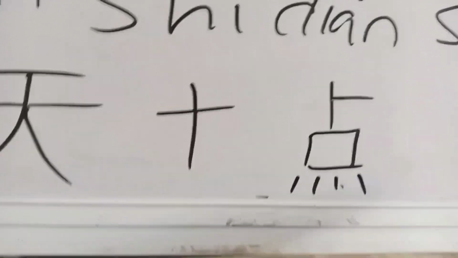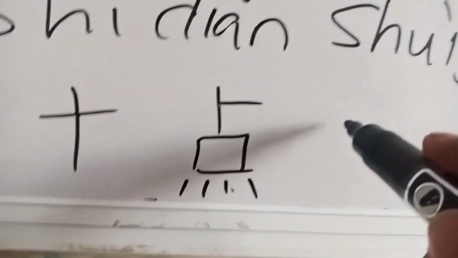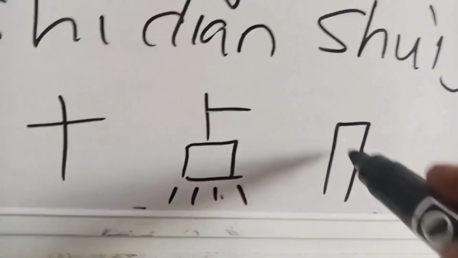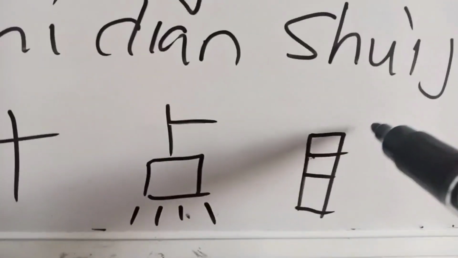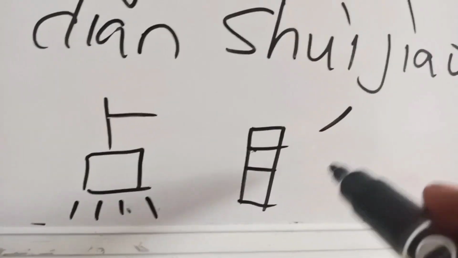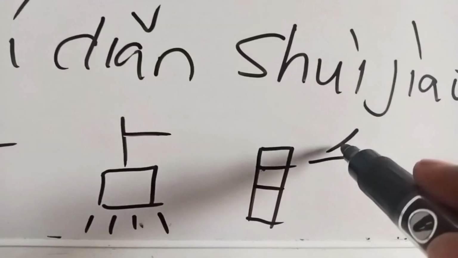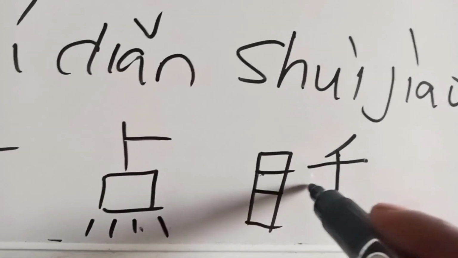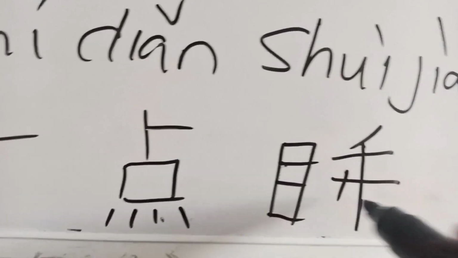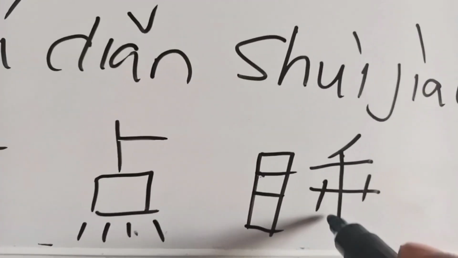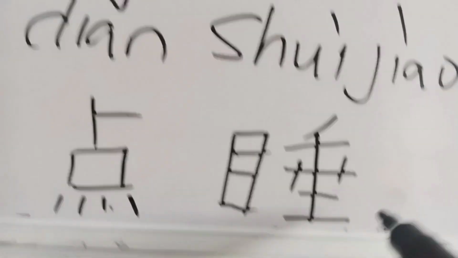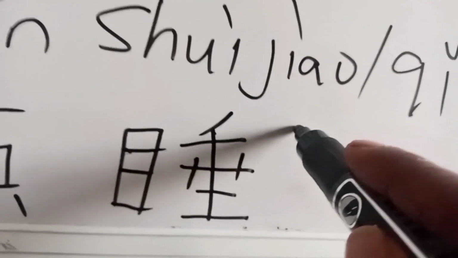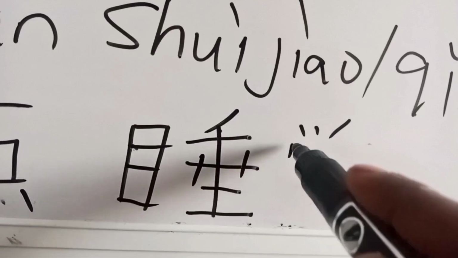1, 2, 3, 4. Dian, 睡觉. Like this. 1, 2, 3. 睡. And then you do like this. Do like this. Bring it down. Do this third one here. Do this. Do this. Do this fourth line. And finish with this fifth line. 睡. This is jiao.